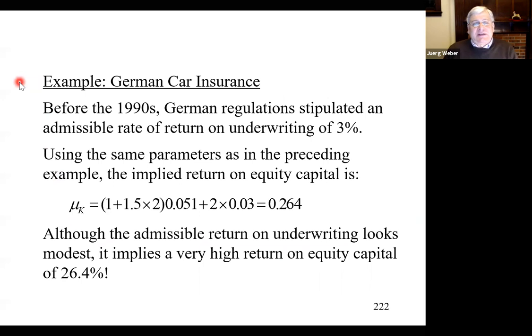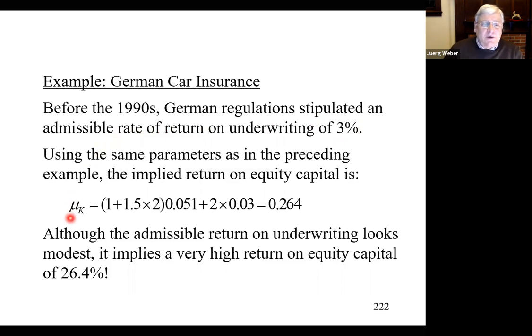Now I finish here with an example from German car insurance. In the 1990s, the German government wanted to do something that's popular with insurance buyers. So it introduced a ceiling on the underwriting return of 3%. This was just the highest underwriting return that an insurance company was allowed to have, an admissible rate or ceiling on the underwriting return. That's obviously a political issue. The German government just wanted to help insurance buyers.